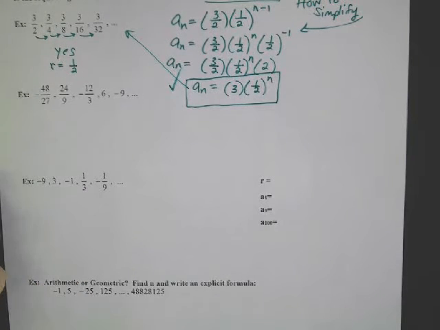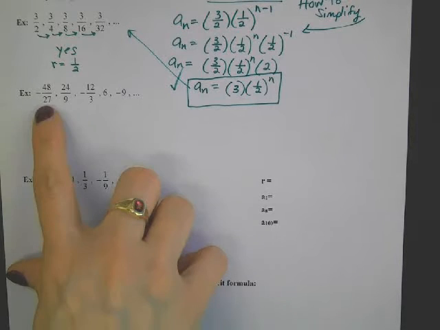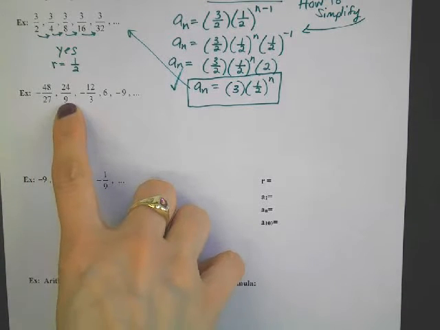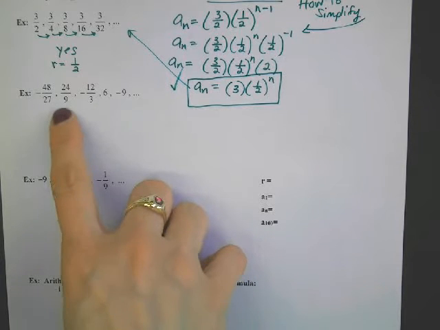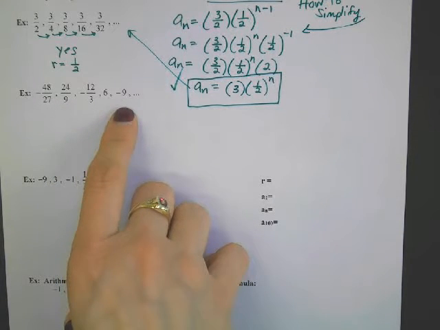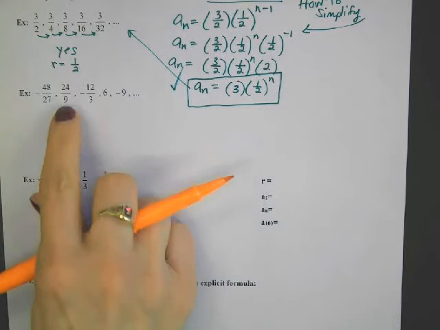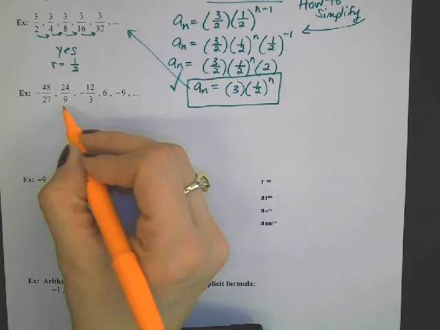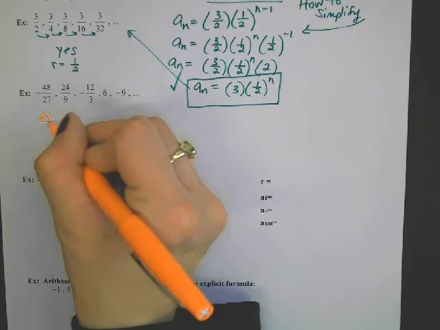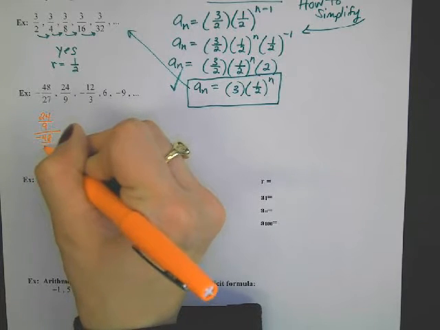All right, let's take a look at the next one. We have, let's see, a negative and a positive, and a negative and a positive. So it seems like they're multiplying by a negative. What you can do to figure out the common ratio is divide two numbers. I think I'm going to try that here. I'm going to take 24/9, divide by the previous, negative 48/27.